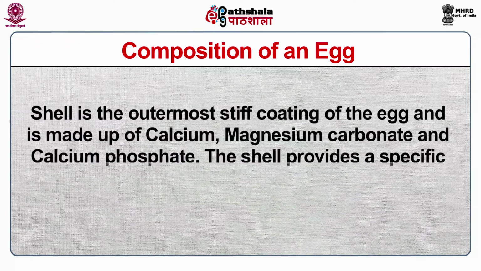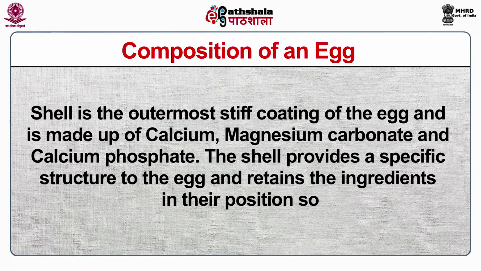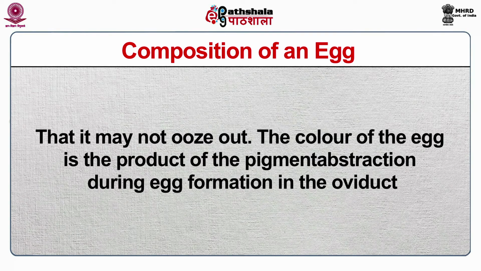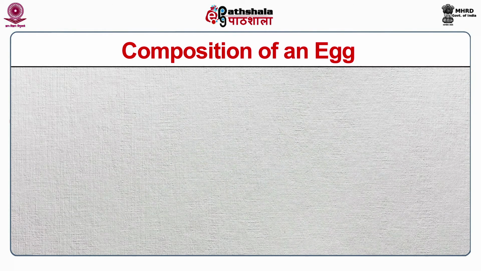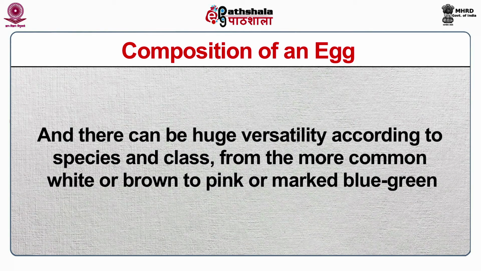Shell is the outermost stiff coating of the egg and is made up of calcium, magnesium carbonate and calcium phosphate. The shell provides a specific structure to the egg and retains the ingredients in their position so that they may not ooze out. The color of the egg is the product of pigment deposition during egg formation in the oviduct, and there can be huge variety according to species and class, from the more common white or brown to pink or marked blue-green.